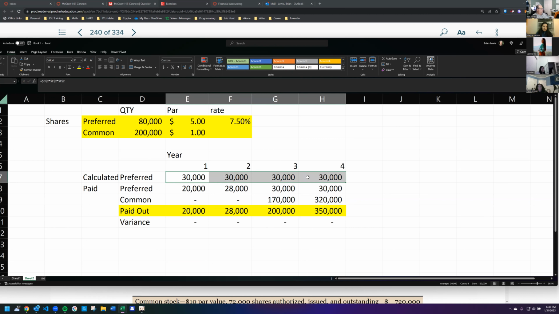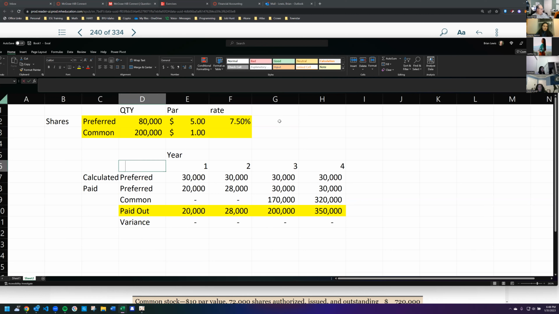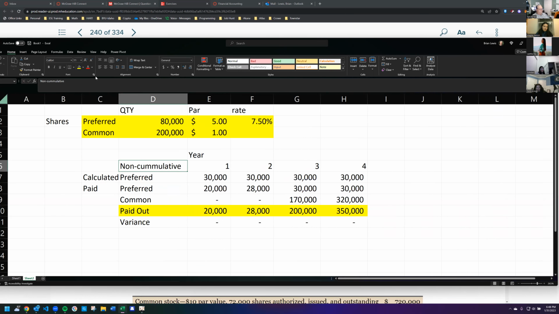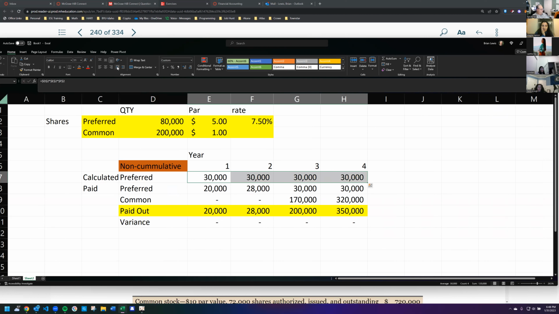Okay, so this is calculated what is owed at a minimum for preferred, and this is non-cumulative, right? This is the non-cumulative scenario. So in a non-cumulative scenario, this is how it would look. Does that make sense? Did I lose somebody someplace? It makes more sense now with the non-cumulative, but the cumulative is what makes me confused a little bit.